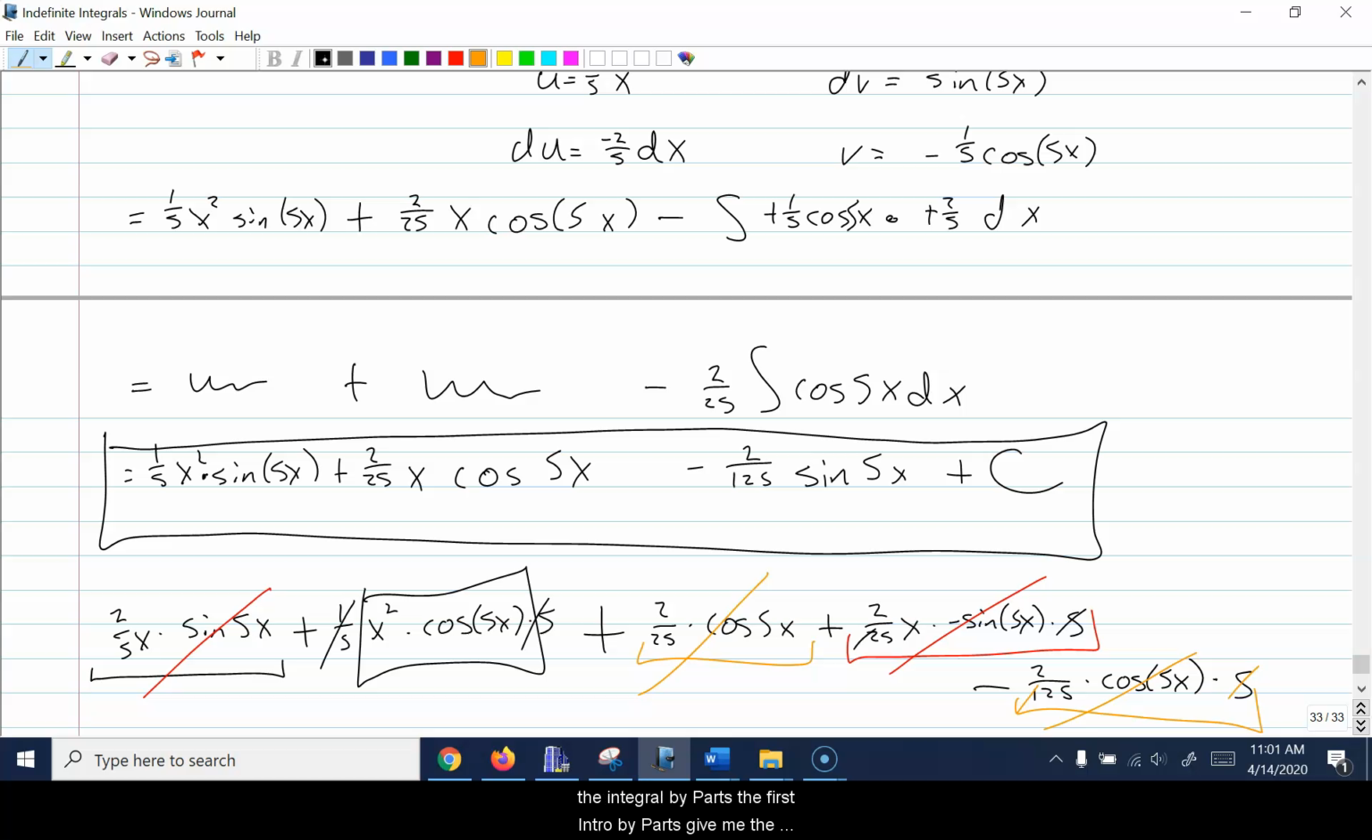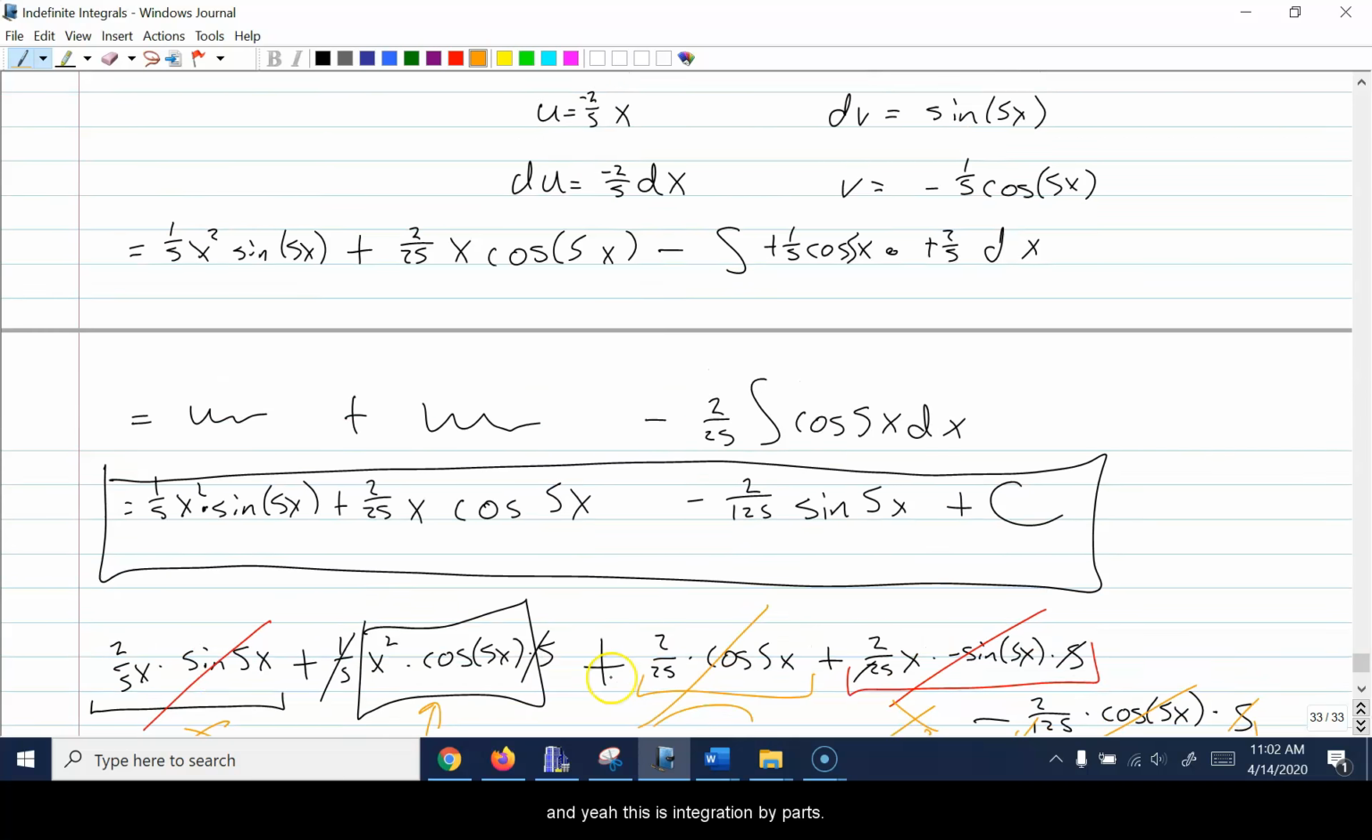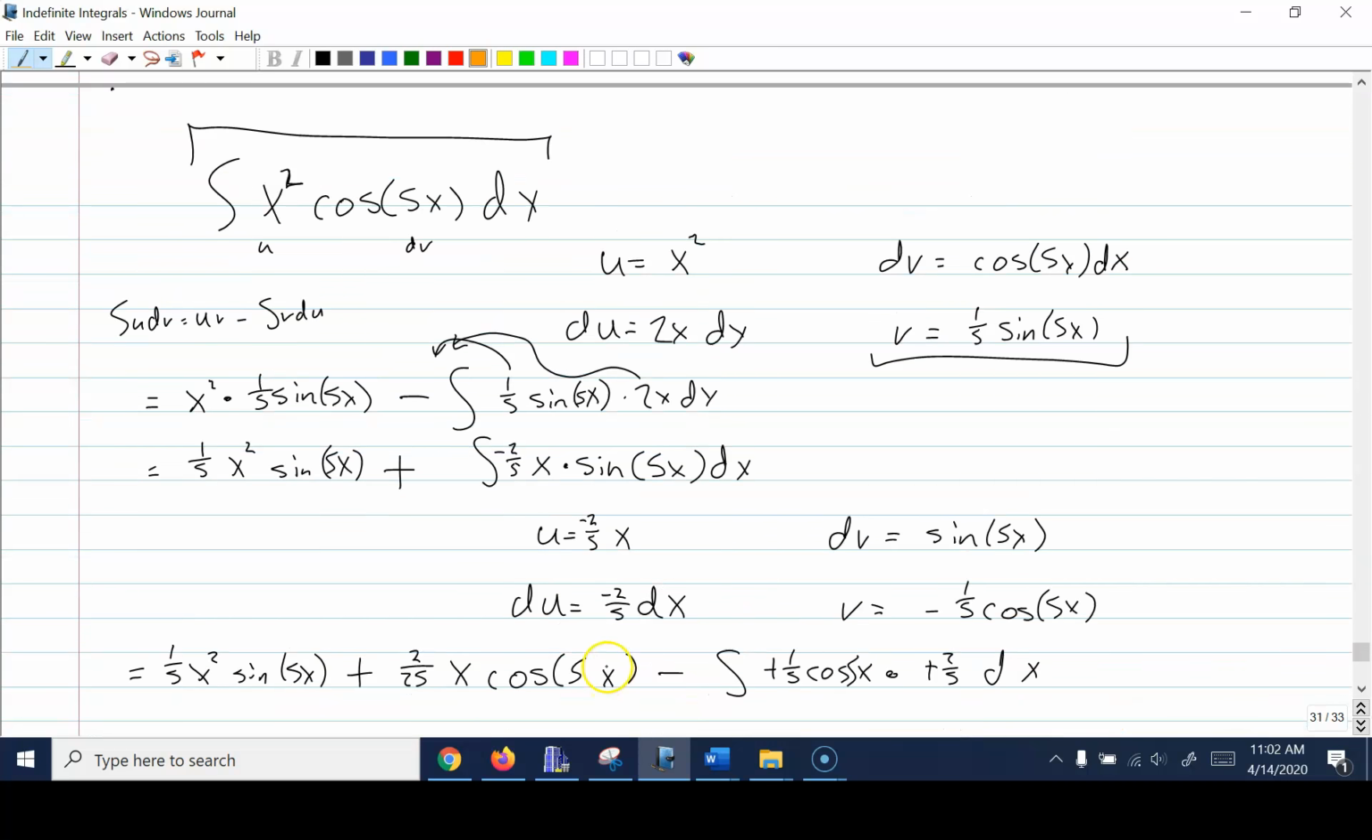And if I stare at the integral by parts, the first integral by parts gave me the thing I want, but also this garbage. The second integral by parts gave me something to cancel that garbage, but some new garbage. The last integral said what will cancel with that new garbage. Like the integral by parts is sort of playing catch up. I can fix this, but I'm going to get that. And yeah, this is integration by parts.